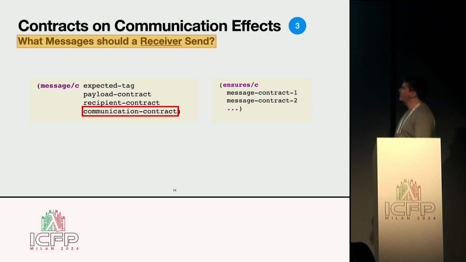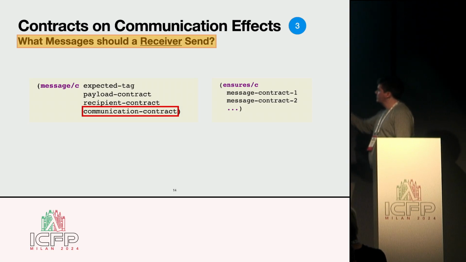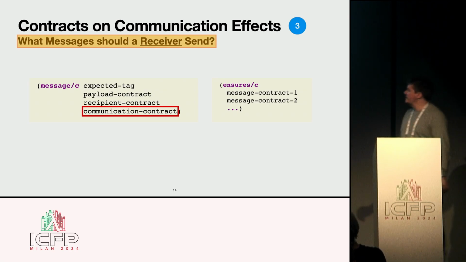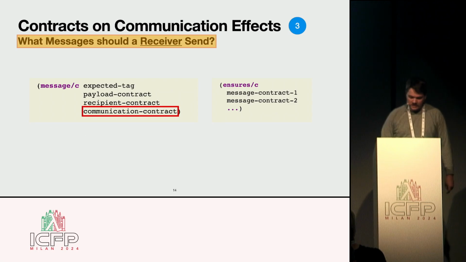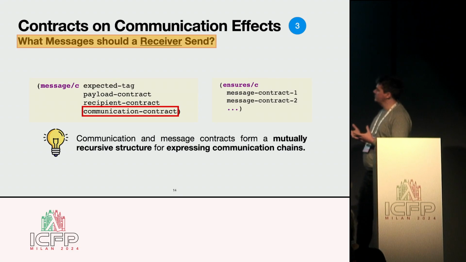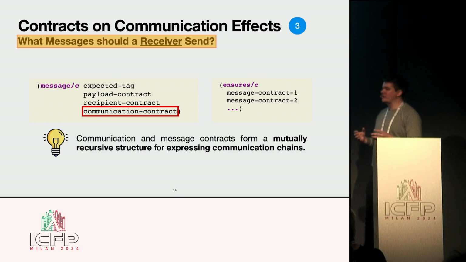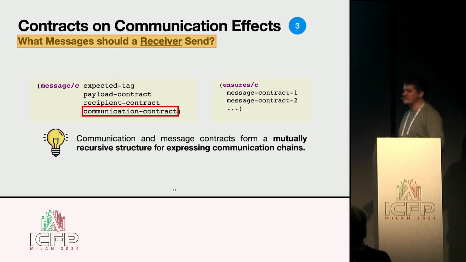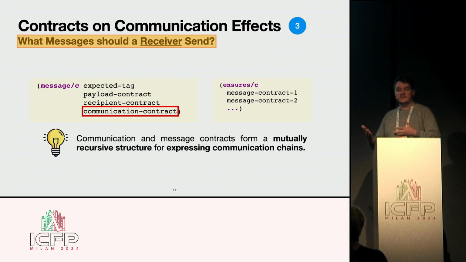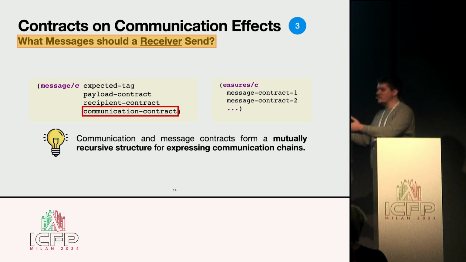Then finally, the final type of contract that we will talk about is the communication contract. And here you can see on the right-hand side of the slide that I present one type of communication contract, the ensures contract, which states that the messages embedded within this ensures contract must be sent by the receiver of the message contract on the left. And maybe you have noticed, but this introduces some kind of recursive structure in our contract, because messages can now have communication contracts, and communication contracts have message contracts, and that's how we can express these communication chains that I talked about. That's how we can express contracts on the service, for example, when we start our communication chain in the router.